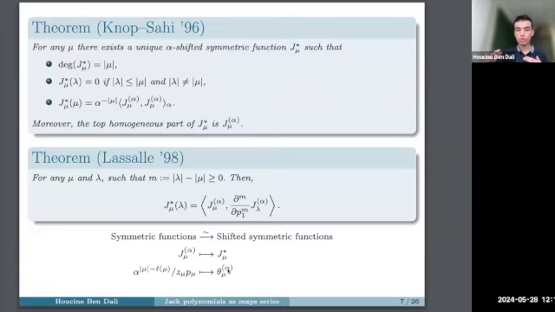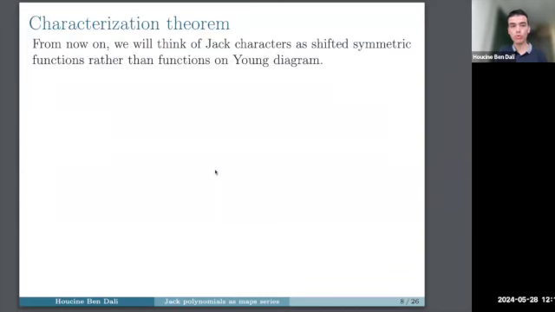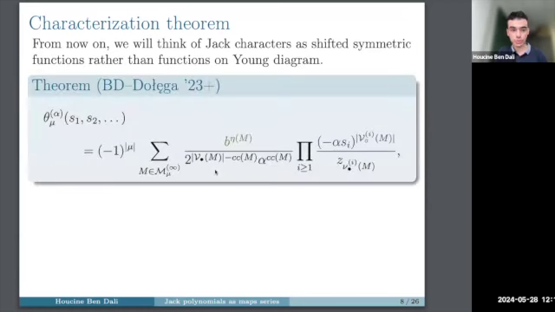Actually, when we use the two definitions of shifted Jack polynomials from these two theorems, this allows us to obtain the two definitions that we already have for Jack characters: first as a function on Young diagrams, and then as a shifted symmetric function which is determined by some conditions. This duality is very interesting, and this is what we use in our proof of the main theorem that I am presenting in this lecture.